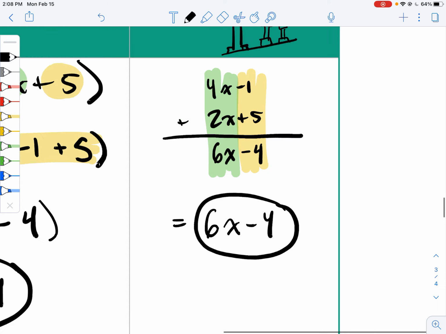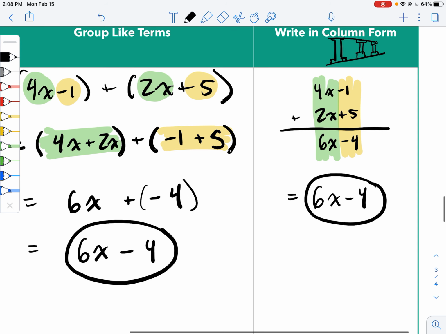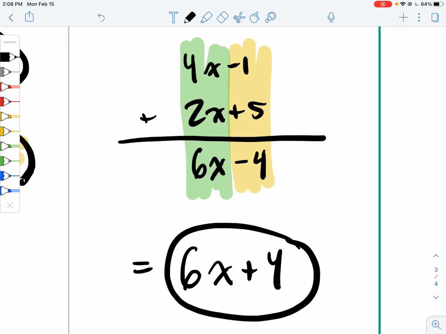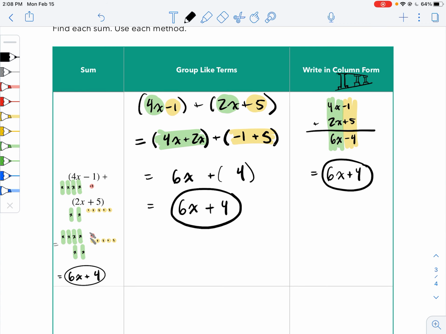And what do you know, guys? We got the same answer. Wait, shoot. I see what I did wrong. -1 plus 5 is a positive 4. So don't mind me, I can do math. And -1 plus 5 is a plus 4. Okay, we got the same answer all across the board.